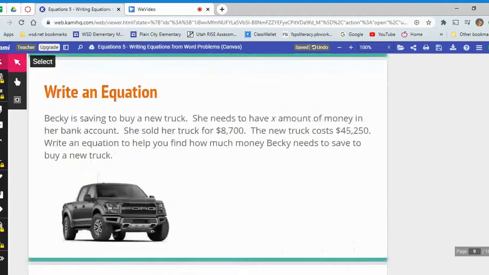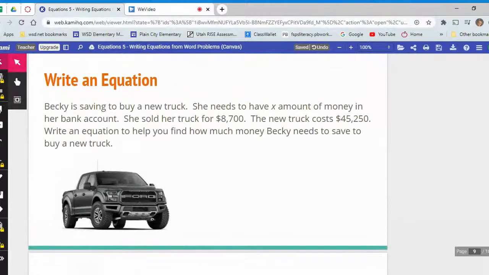Okay, let's try another one. Becky is saving to buy a new truck. She needs to have X amount of money in her bank account. She sold her truck for $8,700. The new truck costs $45,250. Write an equation to help you find out how much money Becky needs to save to buy the new truck. So let's get our, right?